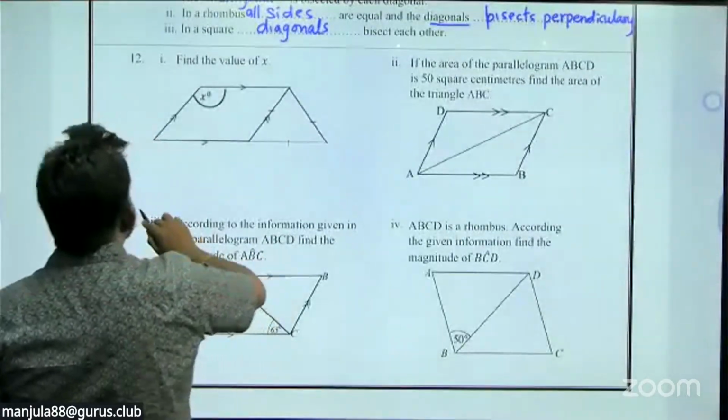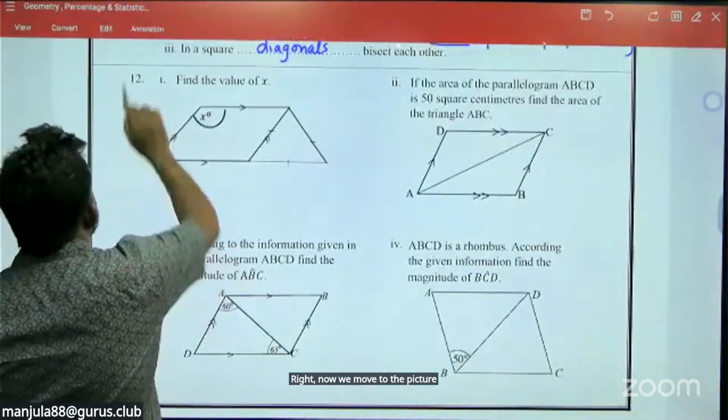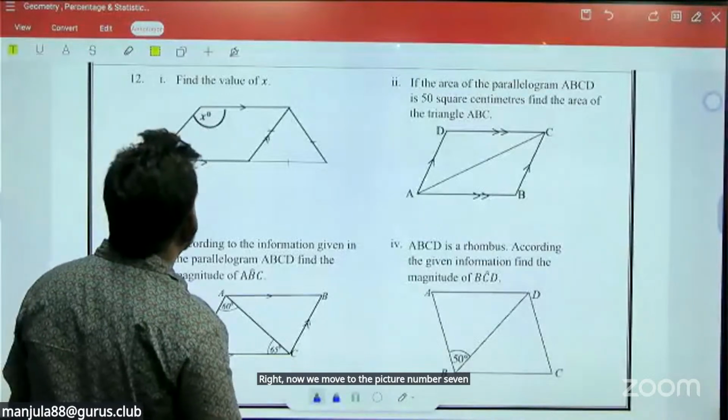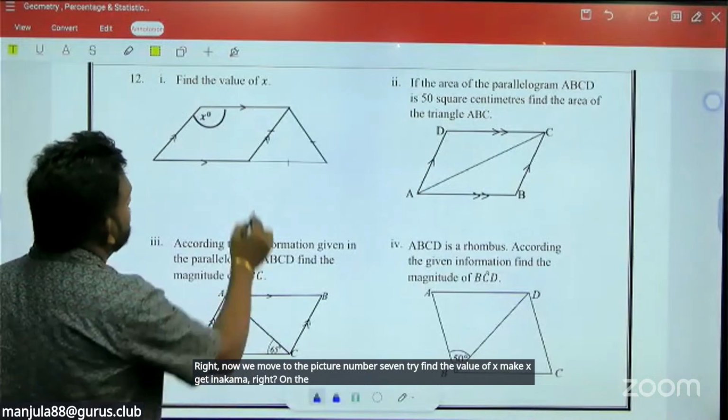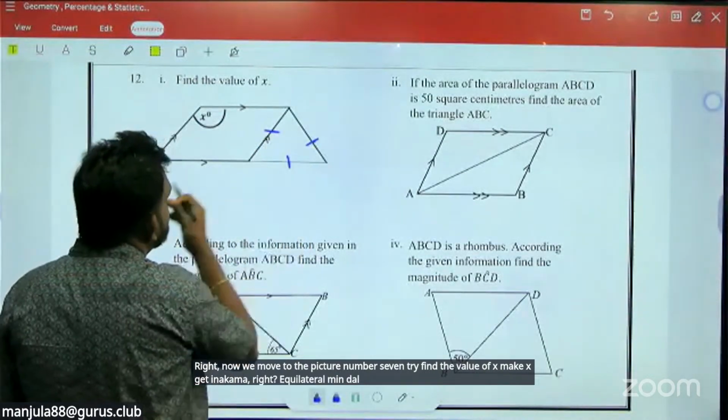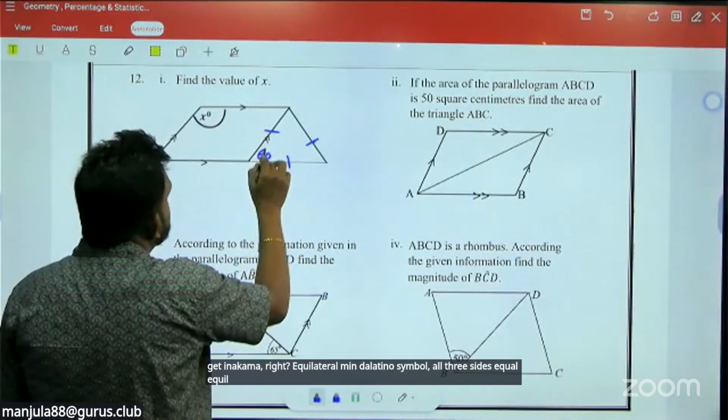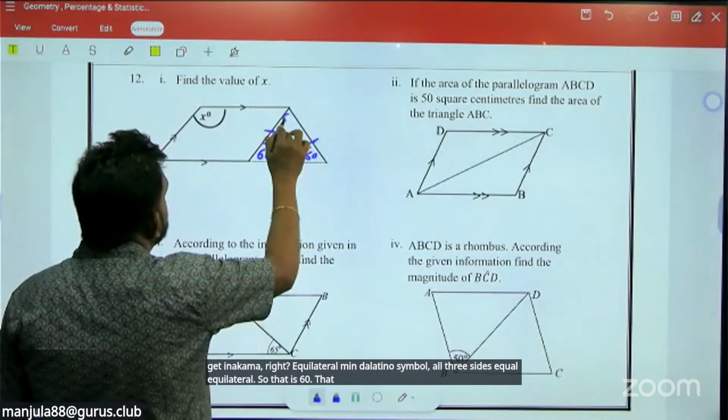Right. Now we move to question number 7. Find the value of x. It asks for the value of x. Look, the equilateral symbol is marked: all three sides are equal, so it is equilateral. So that is 60. That is 60. That is 60. Now check here.